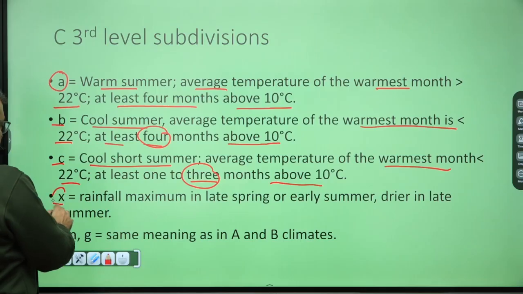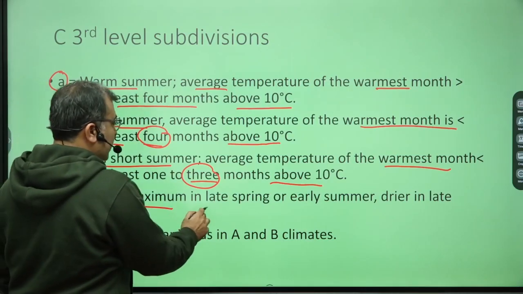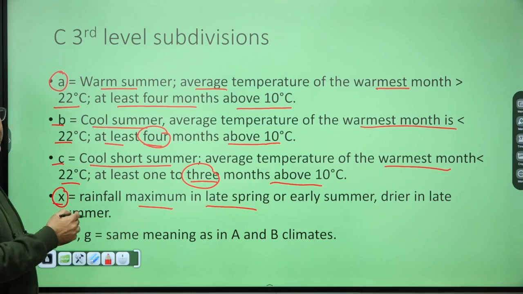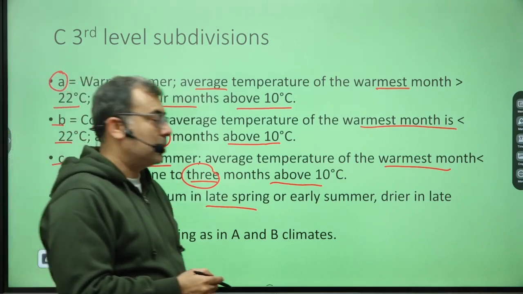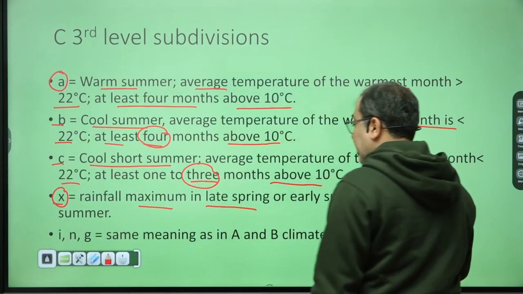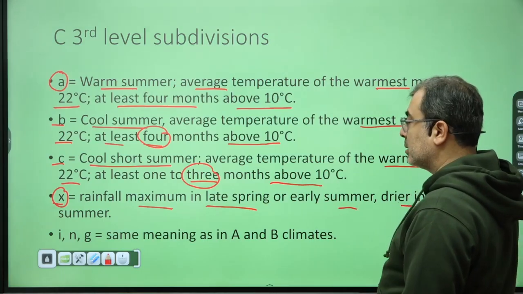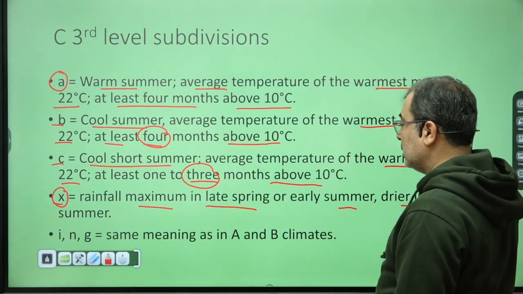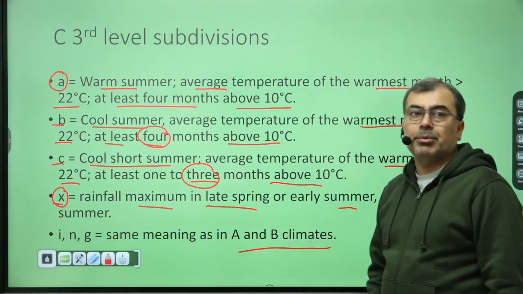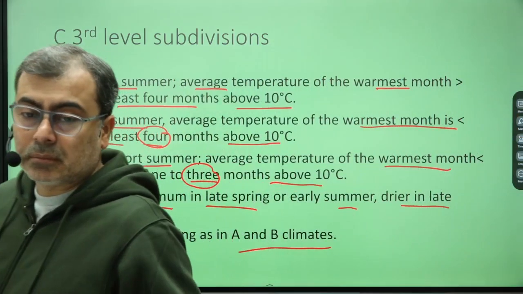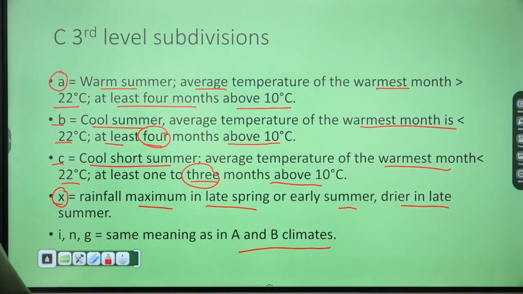X: rainfall maximum in late spring and early summer, drier in late summer. ING same as A and B. Everyone with me on this?